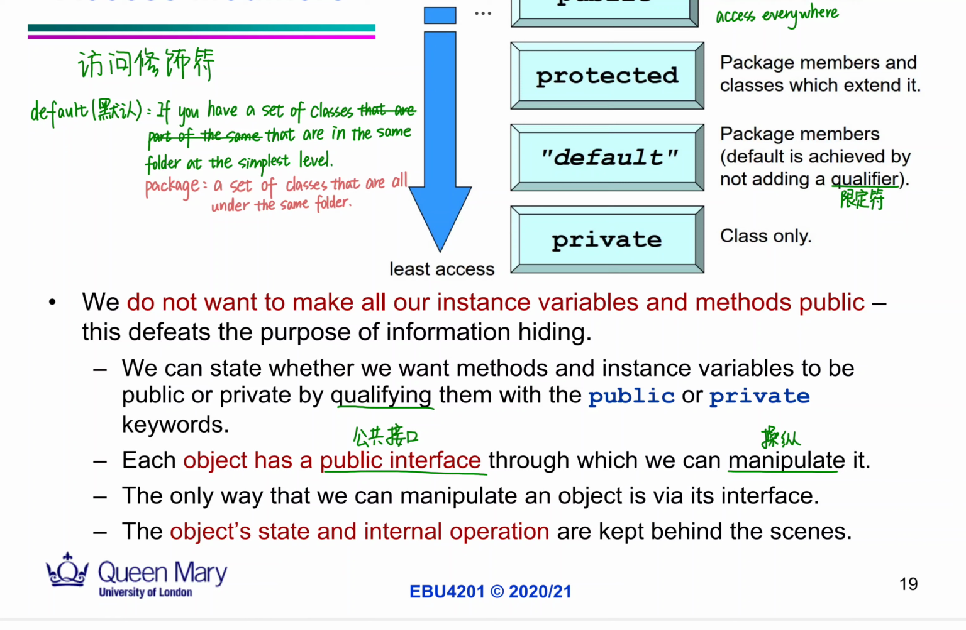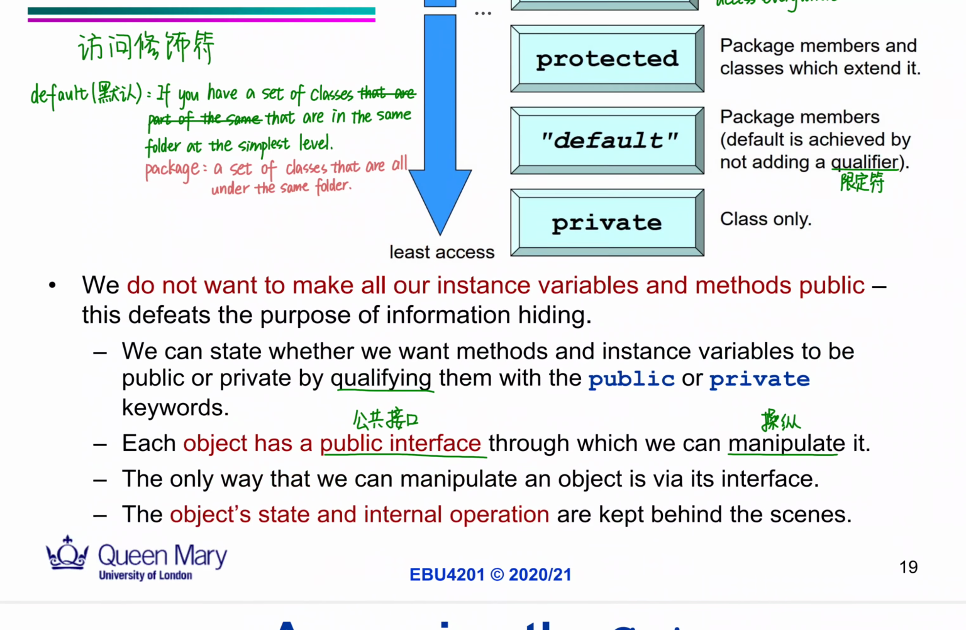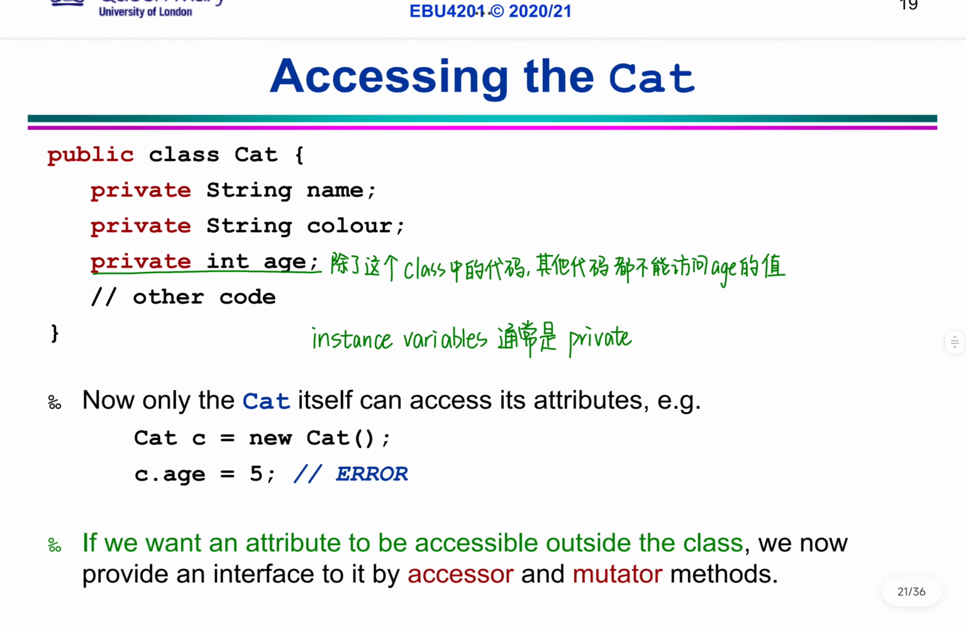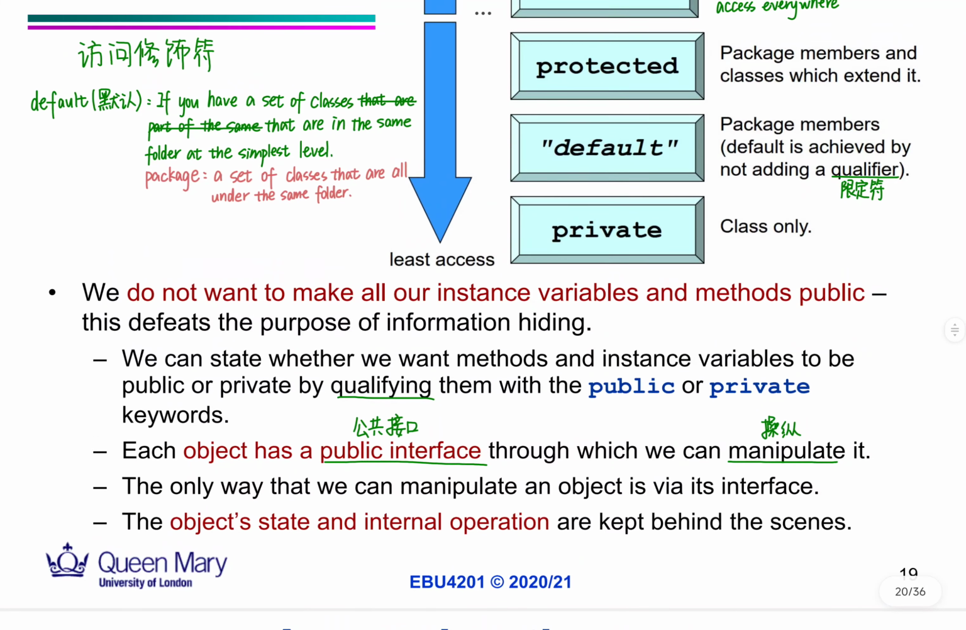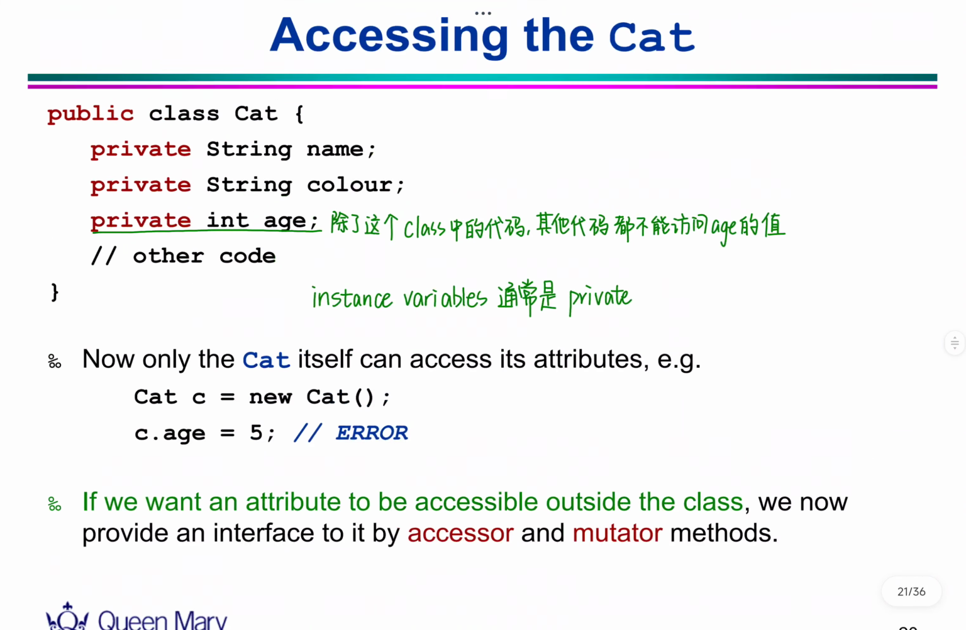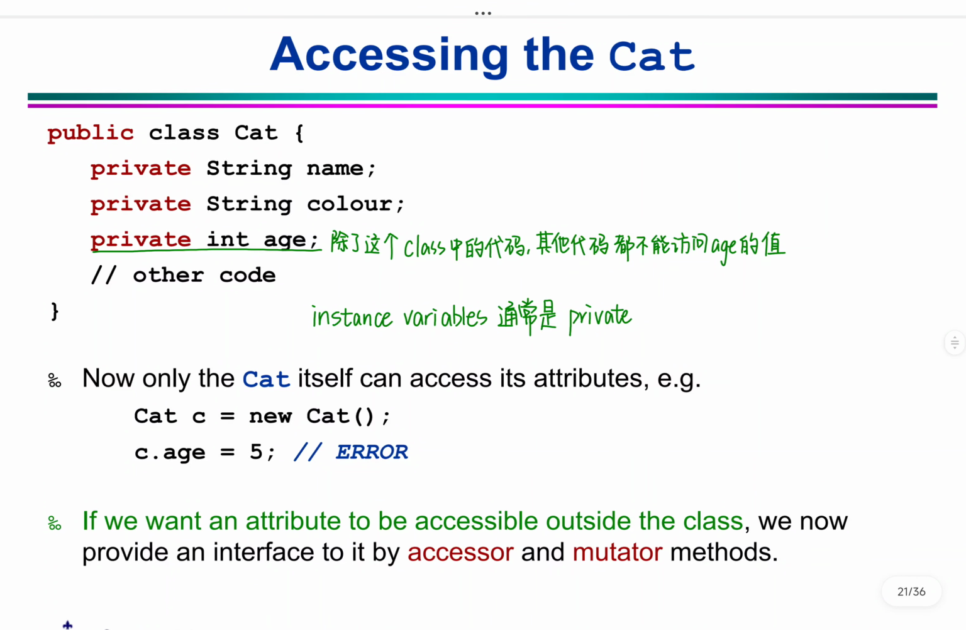Object state and internal operation are kept behind the scenes. Okay, we want them kept behind, and we want to manipulate them. So what is the function of private? Accessing the cat means private means that we can only change its value by the methods of this class only.